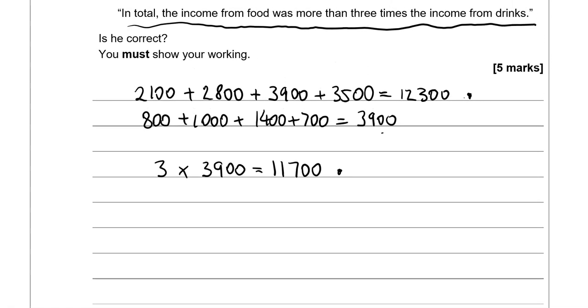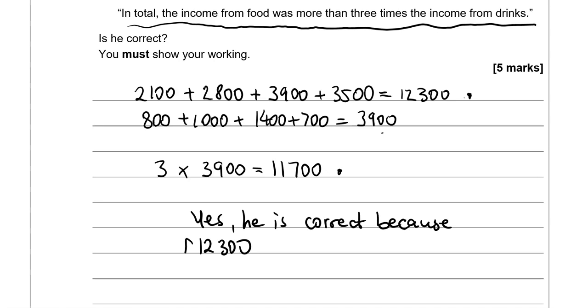Is he correct? Yes, he is correct, because 12,300 pounds is more than 11,700 pounds.